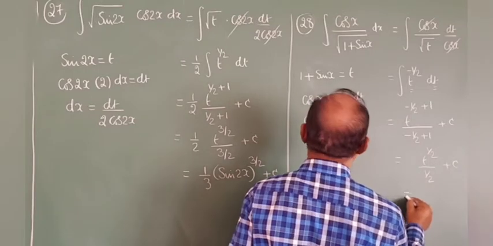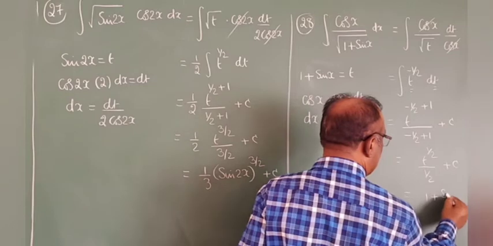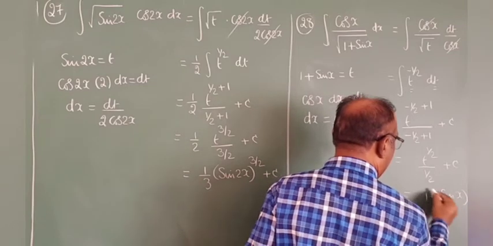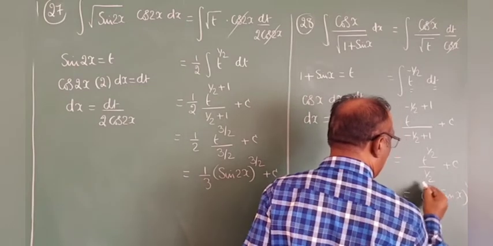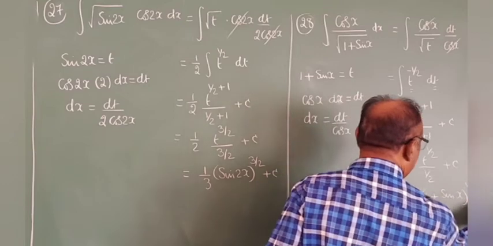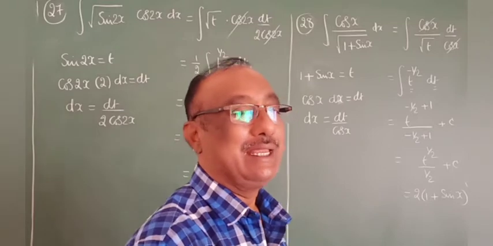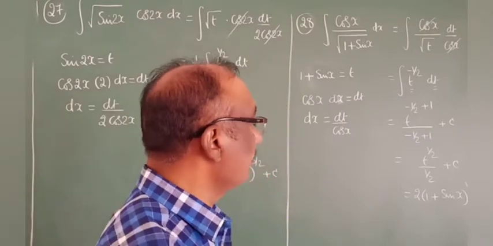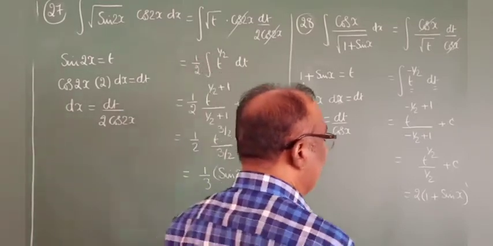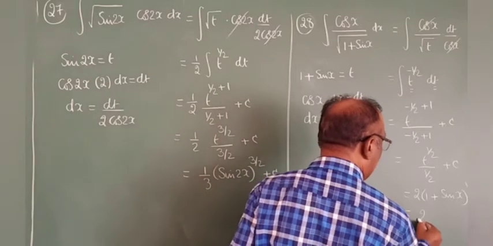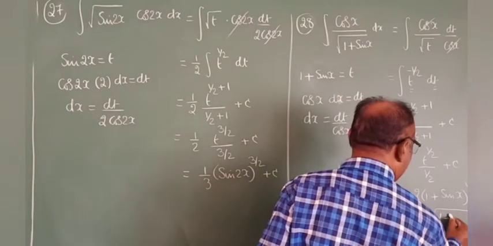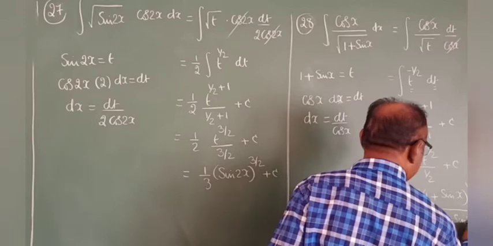So the t value is 1 plus sin x to the power of 1 by 2. 1 by 2 reversed is 2, plus c. That is 2 times root of 1 plus sin x. This final answer is 2 times root of 1 plus sin x plus c.